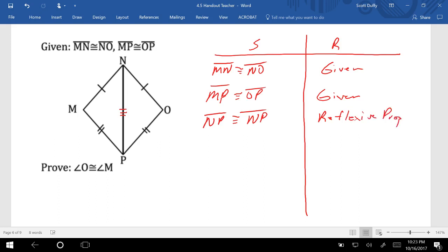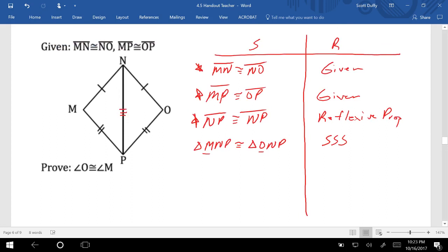Right there, I have 3 side pairs. Is that good enough to prove that the two triangles are congruent? Yes, it is. So I can say that triangle MNP is congruent to triangle ONP, marking the ones that are corresponding points. And then that is because of the side-side-side congruency postulate.